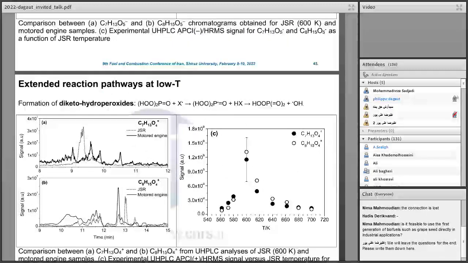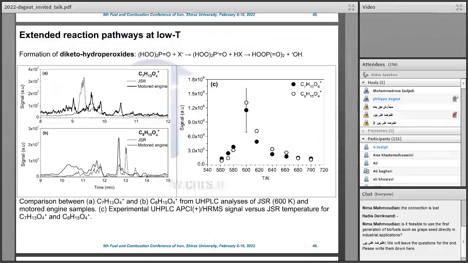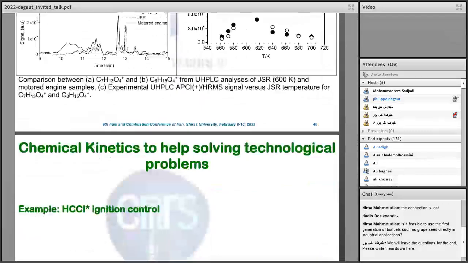Kelvin. We did the same for diketohydroperoxides, and although the signal is less, there are also similarities that appear, especially here for the C8 isomers. And again, the signal is peaking around 600 Kelvin.